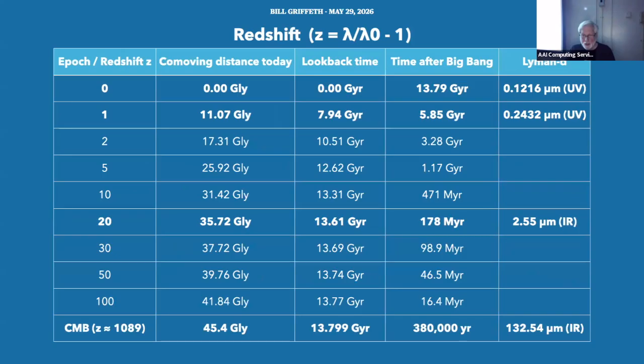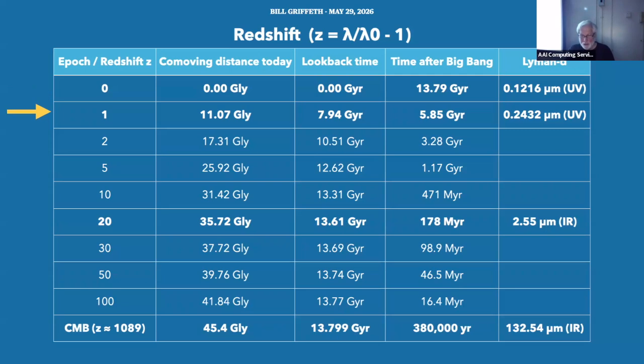Let's be a little more precise about redshift. The redshift z of a photon is its current wavelength, lambda, divided by its wavelength when emitted, lambda naught, minus 1. The 1 is there to make the redshift of light 0 when it's emitted. At redshift 0, here and now, hydrogen's prominent Lyman alpha light has a wavelength of 0.1216 microns, which is in the ultraviolet range.